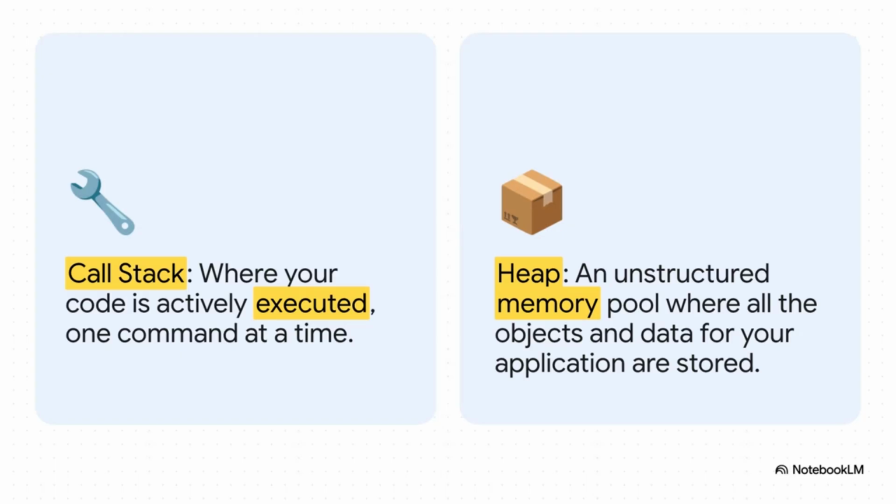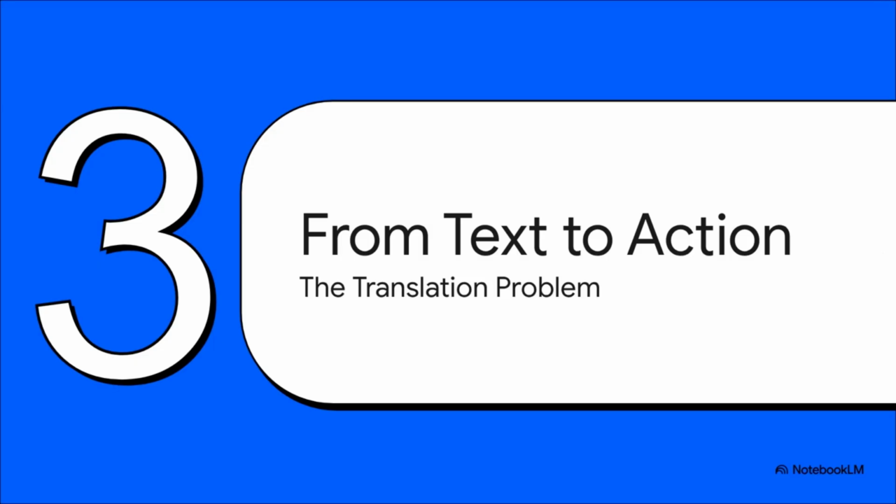Now, this engine is really made of two main parts. First, you've got the call stack. Think of this like your workbench. It's where the action is, where your code gets executed one command at a time, right in order. Then you have the heap. The heap is like a giant messy warehouse. It's this big, unstructured pool of memory where all your objects, variables, and data get stored until the workbench needs them.